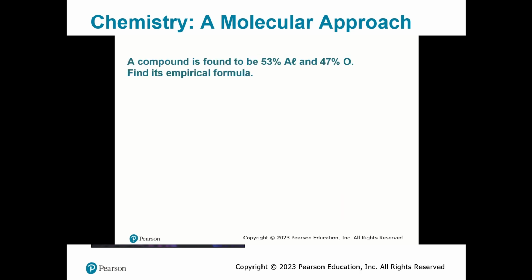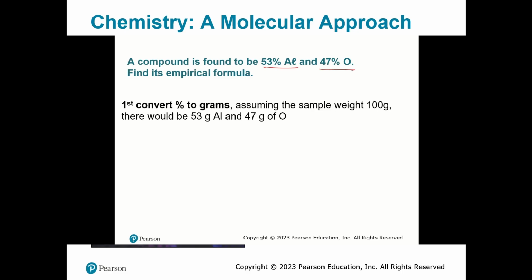So let's practice a little bit over here. A compound is found to be 53% aluminum and 47% oxygen. So you're going to find the empirical formula. How are you going to do it? Pause your video and try by yourself. First, you're going to convert to grams. Assuming that the sample weighs 100 grams, there would be 53 grams of aluminum and 47 grams of oxygen, right?